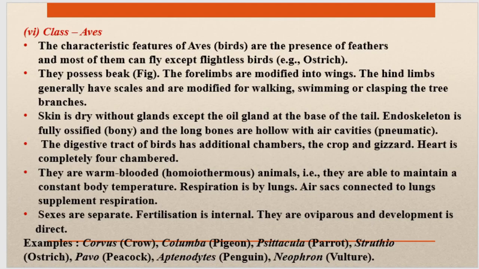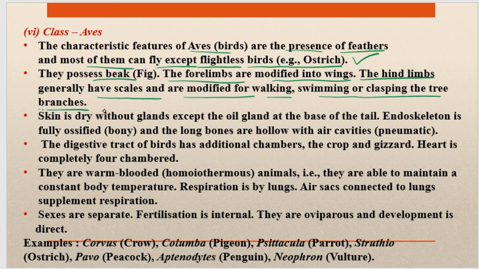Now, next we have class Aves. The characteristic feature of the birds is the presence of feathers. Most of them can fly, except flightless birds like the ostrich. Okay, so this is the exception here. They possess a beak, forelimbs modified into wings, and the hind limbs generally have scales and are modified for walking, swimming, grasping tree branches. Skin is dry without glands, except the oil gland at the base of the tail.